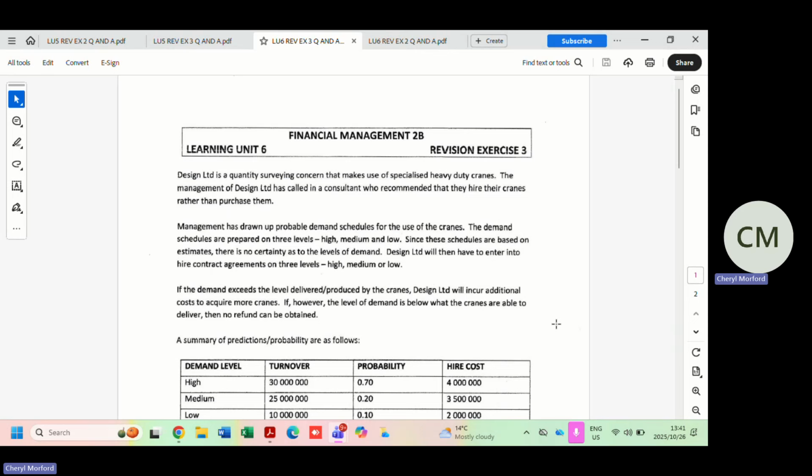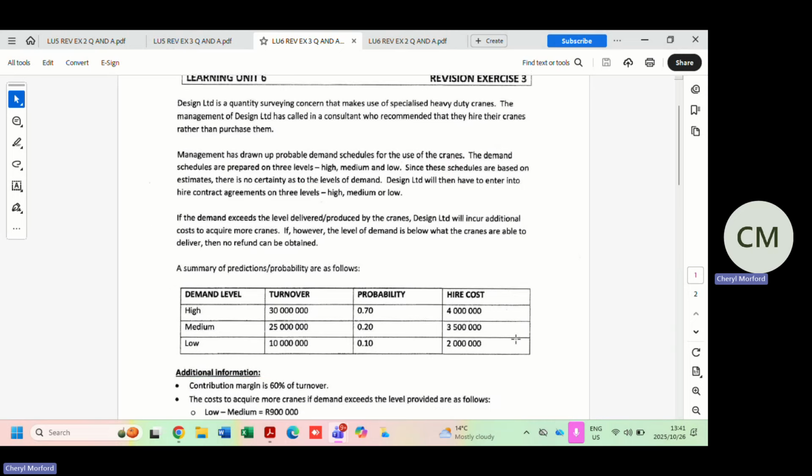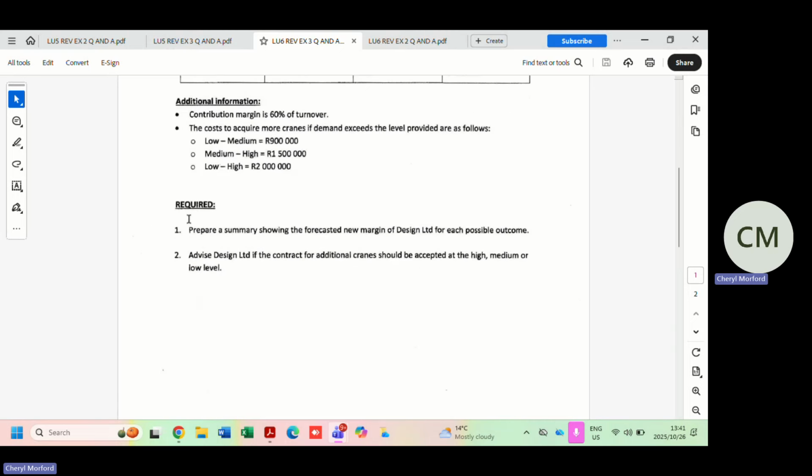So there is a question very much like this in the textbook. It's question 6.2. But I just want to do a slightly different spin on it. So let's have a look at what is required.